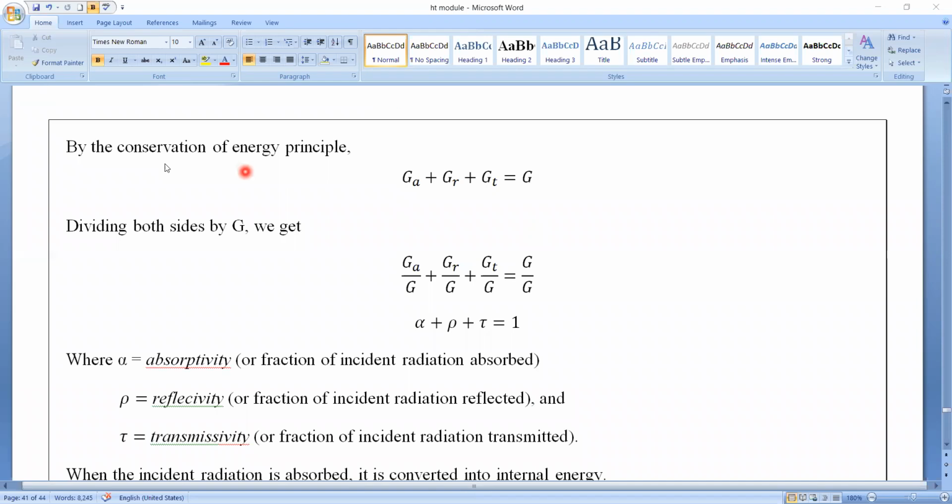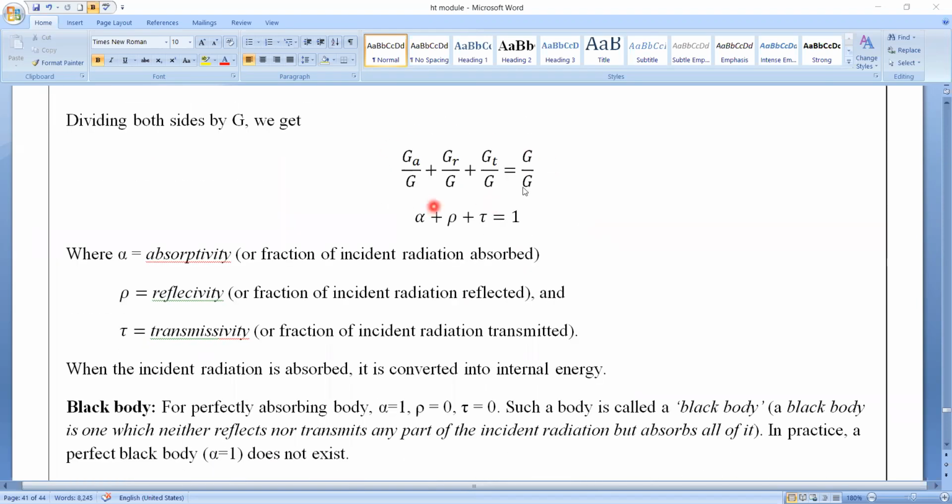This is by the conservation of energy principle. Now if we divide the complete equation by G, then upon cancelling, we'll write GA by G, GR by G, and GT by G as alpha, rho, and tau respectively. Now, how to define this alpha?